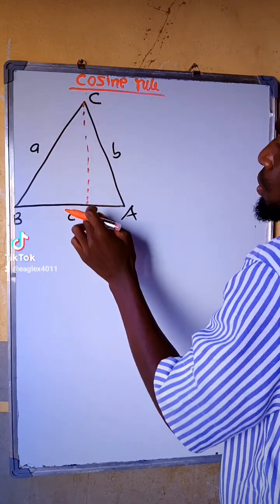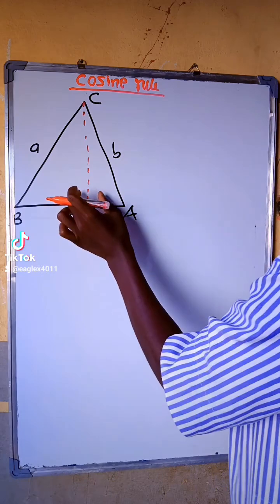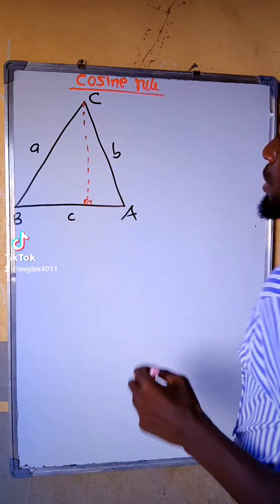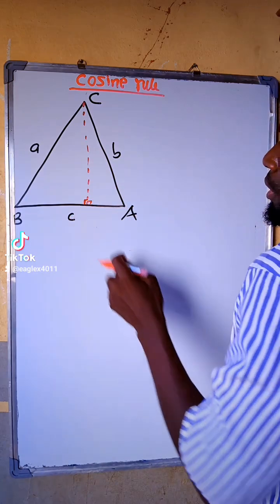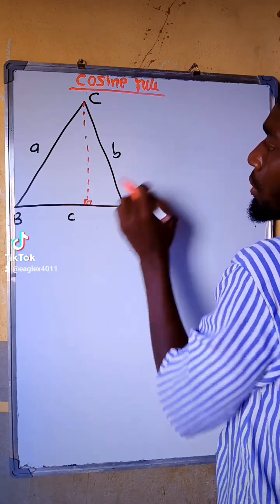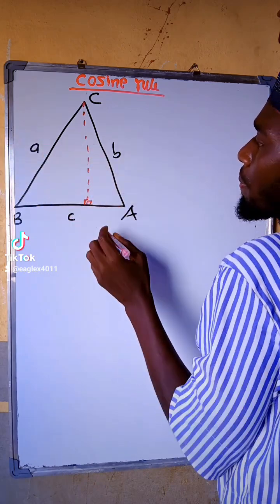That is from C to this point, and it's a perpendicular line here, which means this point is 90 degrees. If this one is 90 degrees, then with respect to this, this is our hypotenuse.